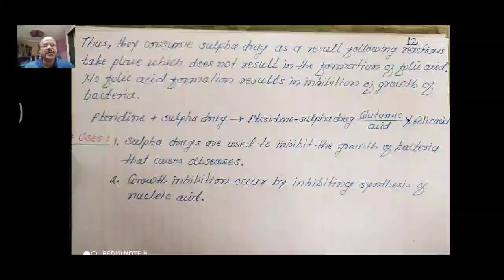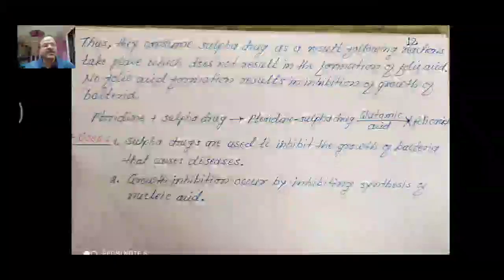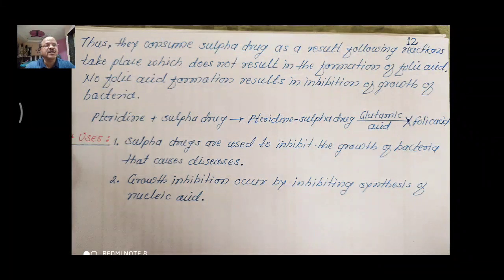So that is the end of this topic, pharmaceuticals, in which we have discussed the introduction to pharmaceuticals, then classification of drugs, then qualities of ideal drugs, then synthesis and uses of some drugs, and lastly the sulfa drugs and the mechanism of action of sulfa drugs.